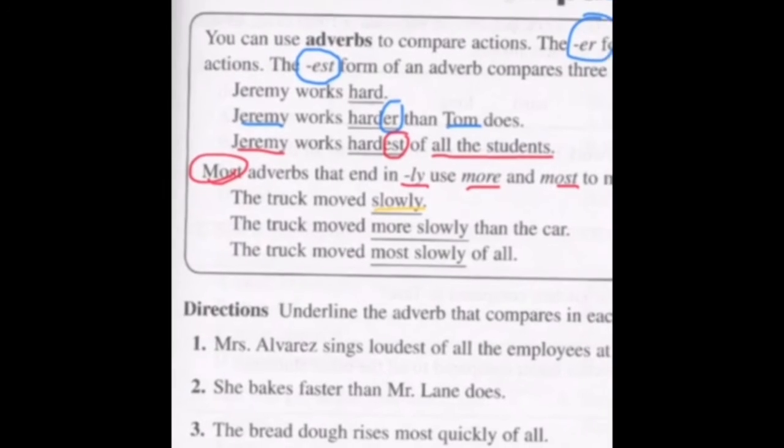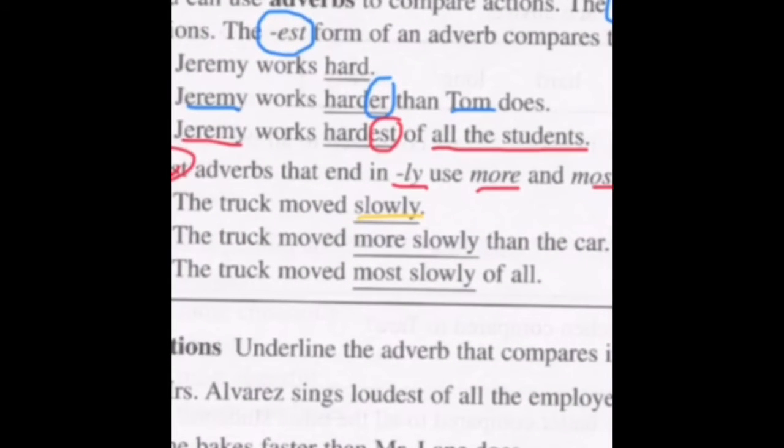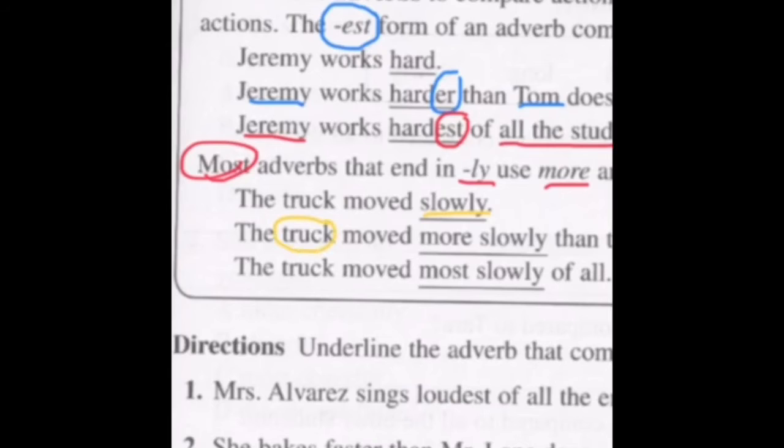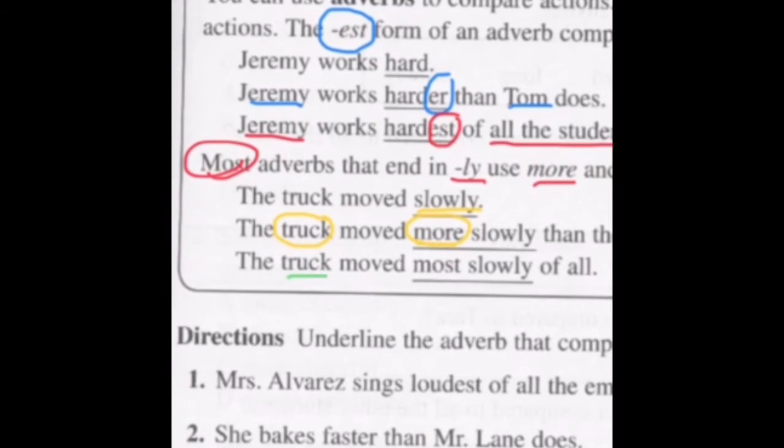Second sentence, the truck moved more slowly than the car. So we have a car and the truck comparing two things, so we use more. And the third sentence, the truck moved most slowly of all, comparing the truck and all the other things. So we're at three or more things, so we use most.